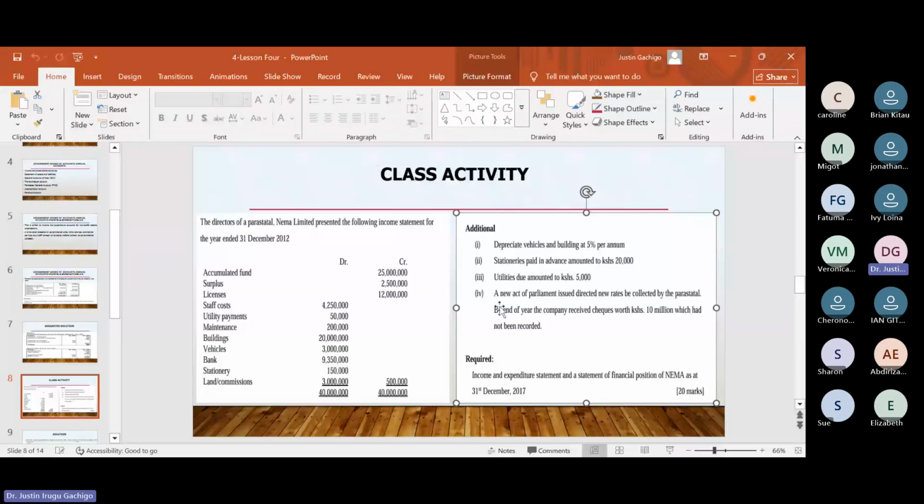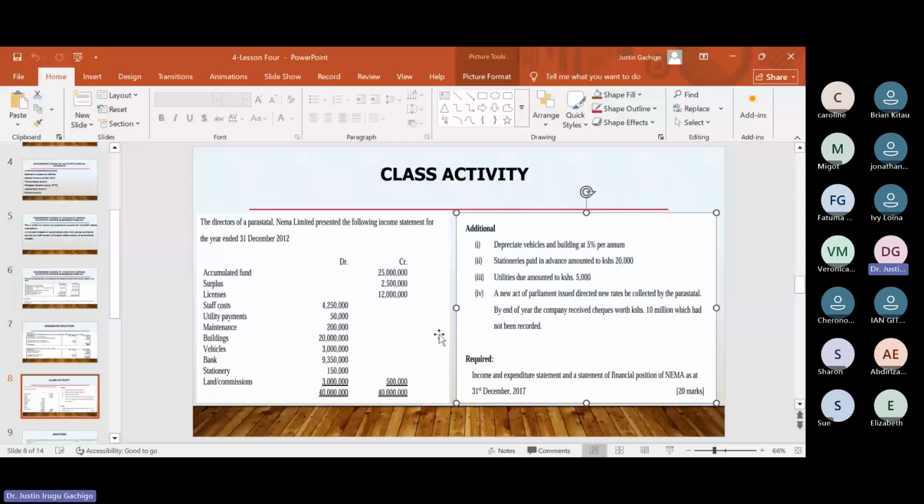A new act of parliament issued the elected new rates. By the end of the year, the company received a check over 10 million, which has not been recorded. So again, there is a 10 million which has been received and has not been recorded. This is an income. So you need to analyze this additional information. Make sure you analyze one by one and the implication it has on the items on the trial balance. Understand what they mean, and whether they have any implication on the trial balance.